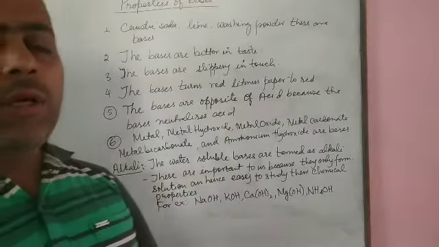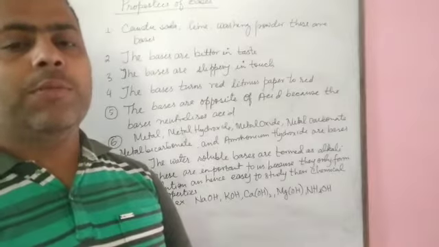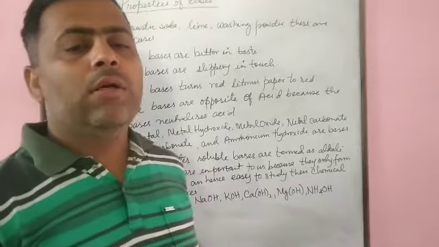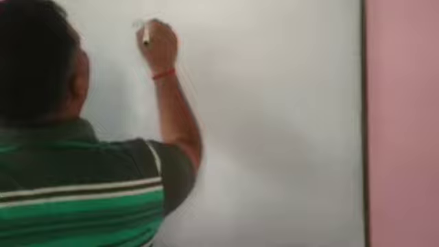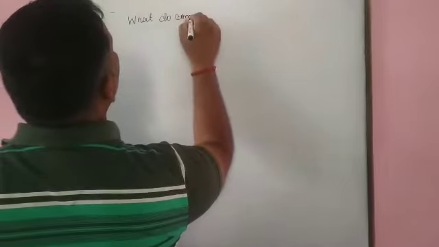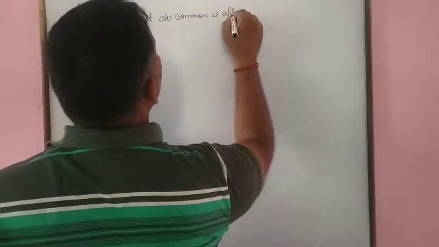The next one, what are the examples of alkalis? These are sodium hydroxide, potassium hydroxide, calcium hydroxide, magnesium hydroxide, and ammonia. Now we will discuss the next topic, that is, what is common in all the bases?